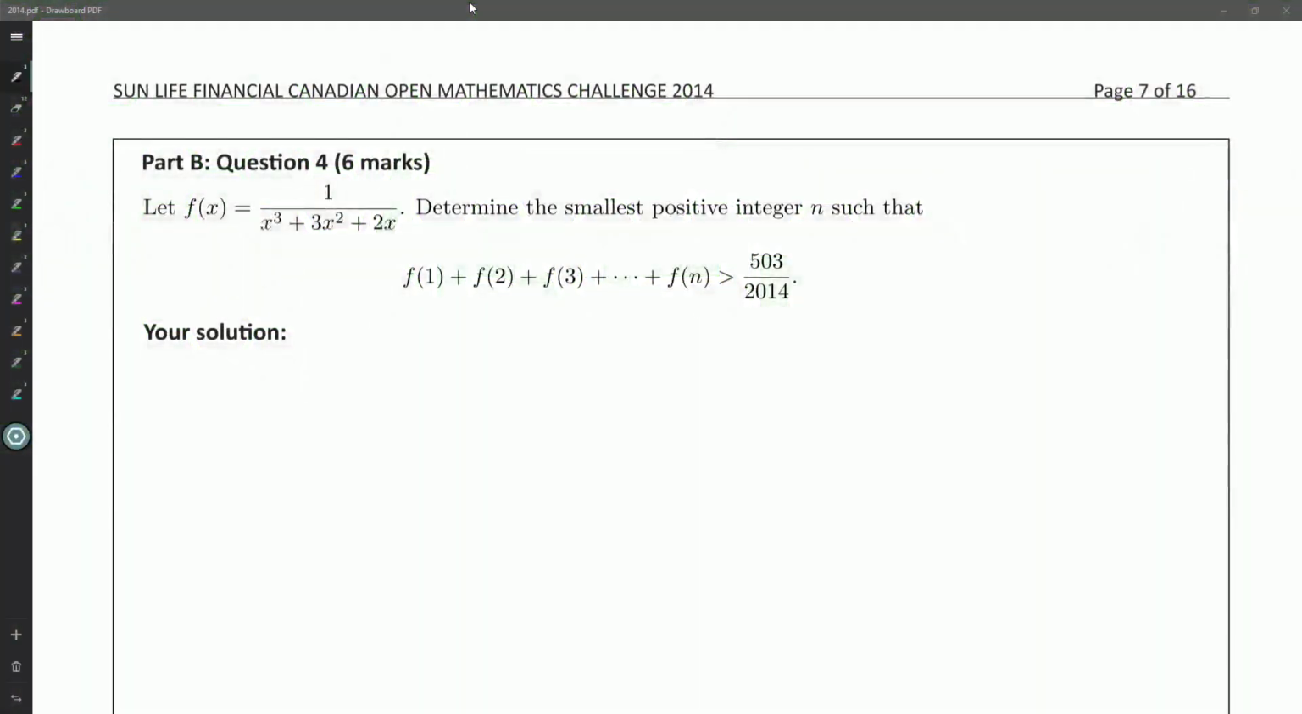We're still looking at the 2014 Canadian Open paper, the COMC. We're on the very last of the short answer questions. We are on B4, so we do just need to give our final answer, and that's that. But we will show our work, especially because I find B4 is one of the harder questions on the paper, even though it comes before all of Part C.